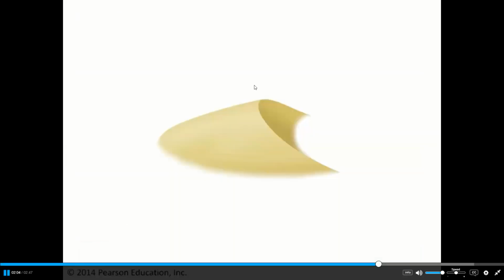Okay, to test yourself here, we've drawn a little Barkhan dune. Make a prediction about which way this dune is going to move if we let the wind blow on it.